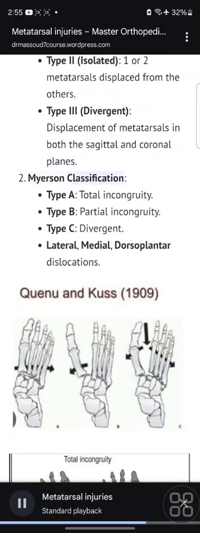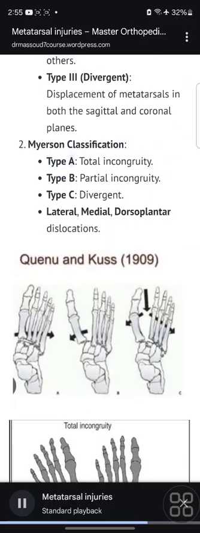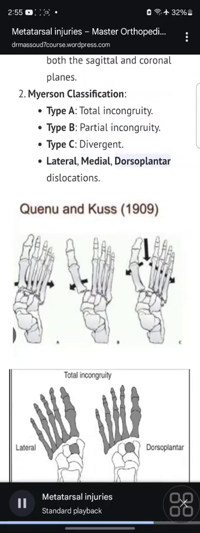2. Meyerson classification. Type A, total incongruity. Type B, partial incongruity. Type C, divergent, lateral, medial, dorsoplantar dislocations.